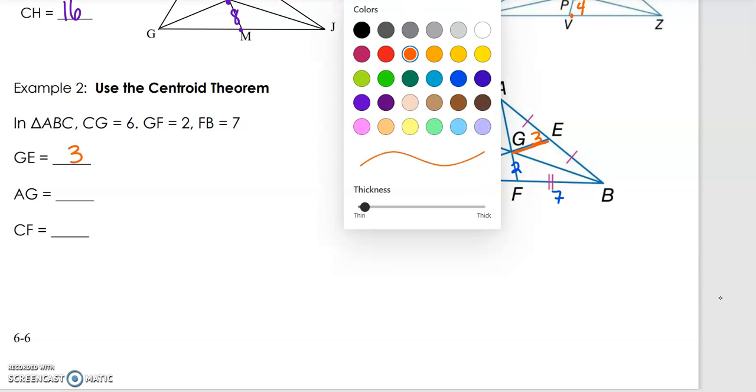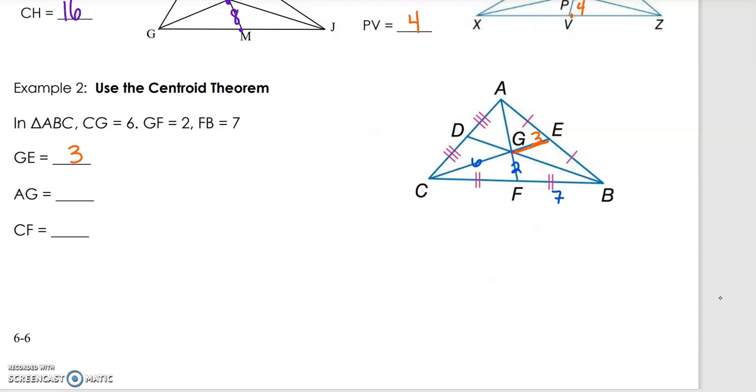And then if I know that GF is 2, then I can find AG by doubling it, and that would make it 4. And then what is CF over here? Well, it's going to be the same, since it has the same markings, it's on the outside, it's going to be the same as this one, which would be 7.